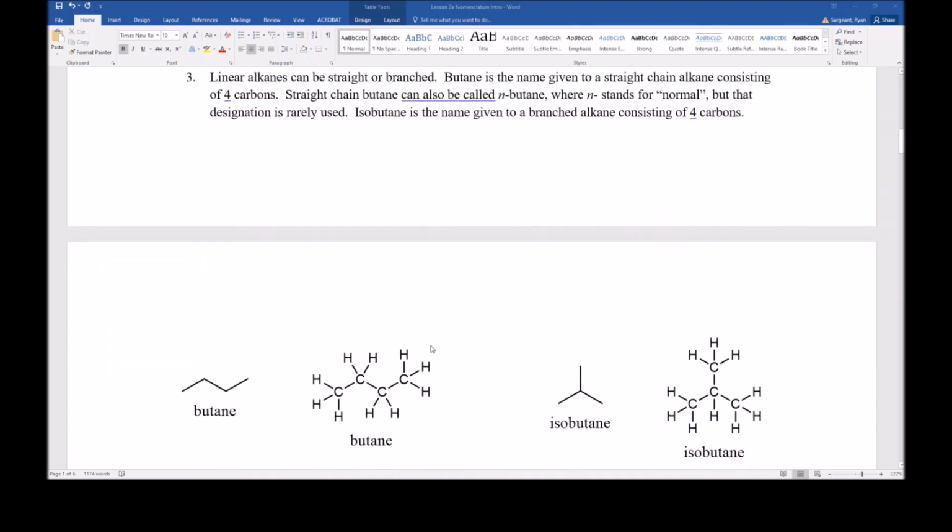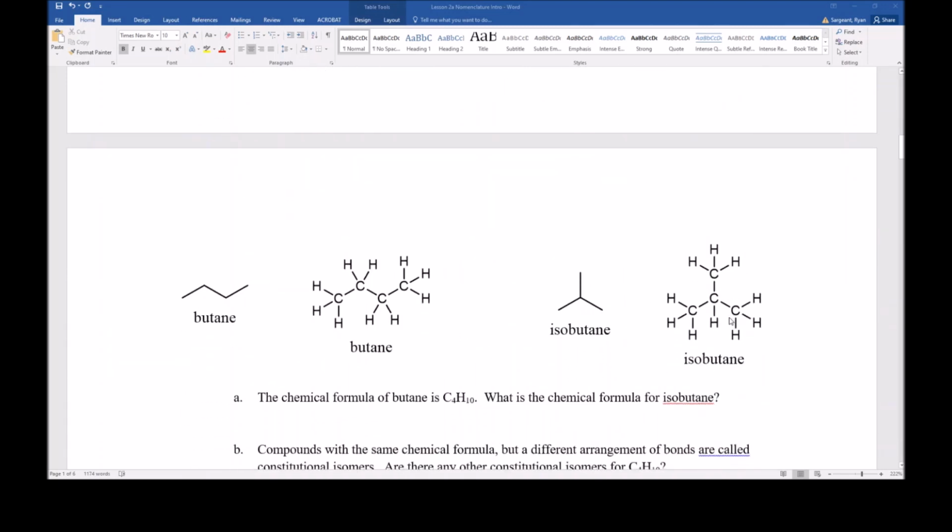Linear alkanes can be straight or branched. A cyclic alkane is one that has a ring system, and a linear alkane, like butane right here, just means that it doesn't have any rings. It does not mean that it doesn't have any branches. So both of these are referred to as linear alkanes. This one just happens to have a branch in it. The chemical formula for butane is C4H10. Here's the carbon skeleton diagram, and here's the Lewis structure, and you can count 4 carbons and 3, 4, 5, 6, 7, 8, 9, 10 hydrogens.